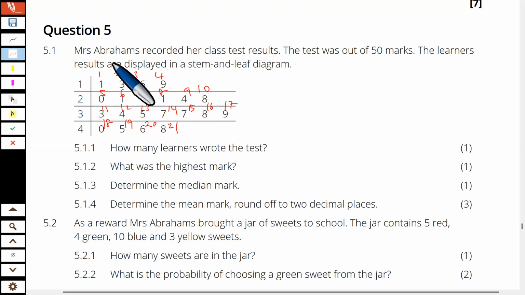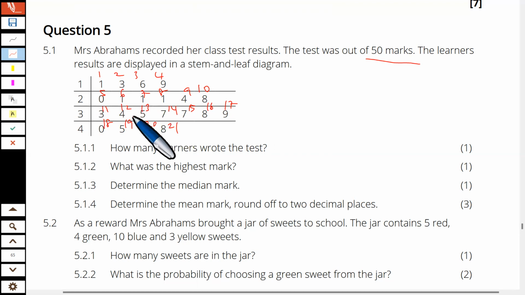So this is like a mark of the learner, because this is like 11%. This is like 13%, something like that. Or rather, because the test was out of 50 marks, these are the marks. So you can say this is 11 marks. This one is 13 marks out of 50. This is 16 out of 50. This is 19 out of 50, and so on.